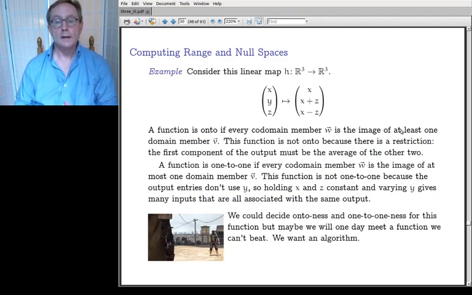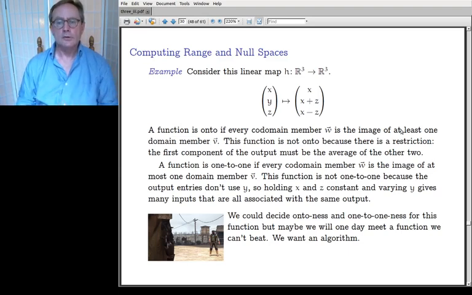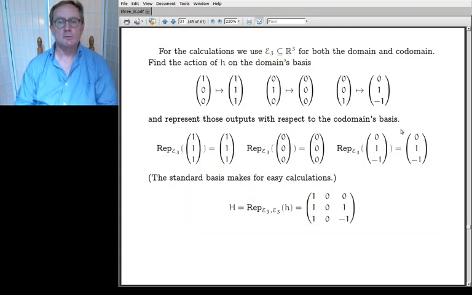So we can decide one-to-oneness and onto-ness for this function by thinking it through, but the problem is that we're always afraid that someday we'll be called out by a function that we just can't do. It's hard. No amount of being quick on the draw will suffice to figure out the range space and null space for this kind of function. What's an algorithm? And of course the algorithm involves Gauss's method. Are you shocked and appalled to hear that?